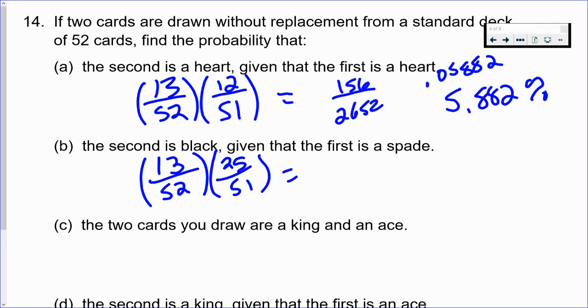Okay, we're going to go ahead and multiply 13 divided by 52 times 25 divided by 51. And that will give us 0.12255. So that would be 12.255%. Okay.